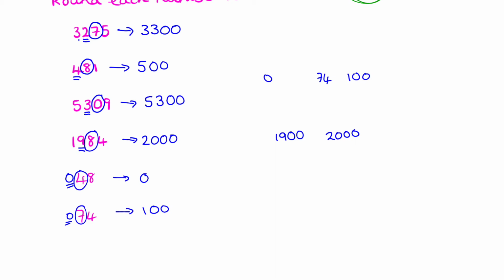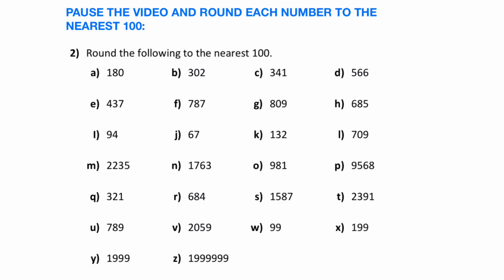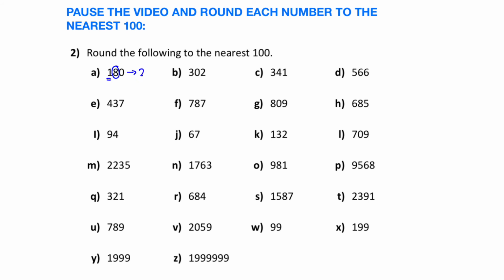Now I would like you to pause the video again and round each of these numbers to the nearest 100. So remember, what you're doing each time is picking out the hundreds digit and just circle the one after it and decide what that one tells you to do, whether you leave the original one as it is or you move it up 1. Okay, so in 180 then, the 8 tells you to round the 1 up, so that would make it 2, and remember you need the 0 for 100.